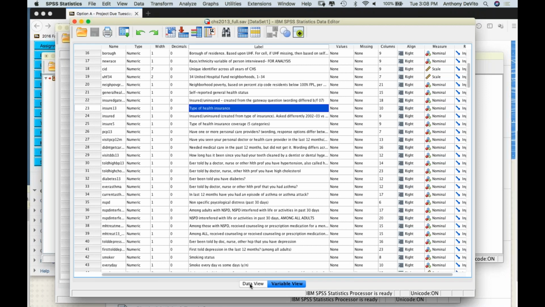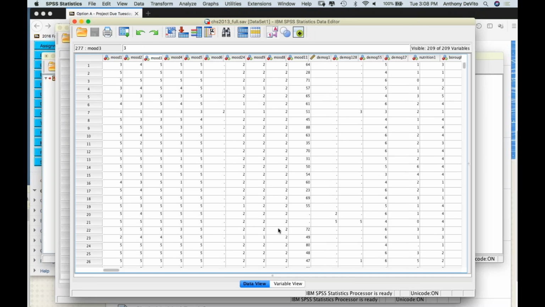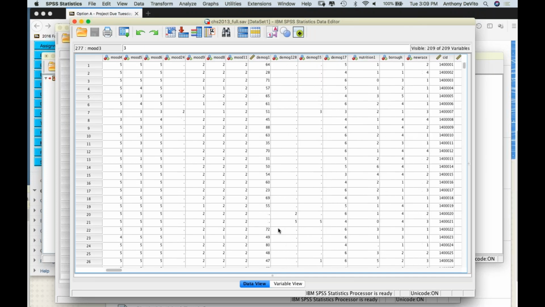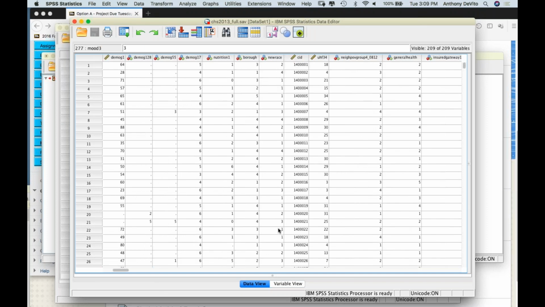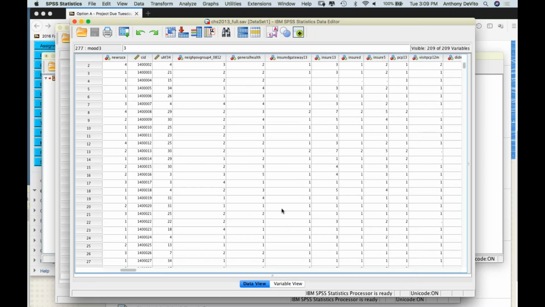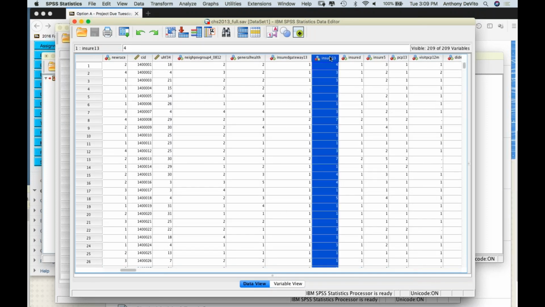That's the 23rd variable. If I go to that variable, insure 13, I'm going to go across carefully. Here's insure 13. What are the values? I see a 3, a 4, a 1, a 5. There's at least five different values there. How do I know what those values mean?